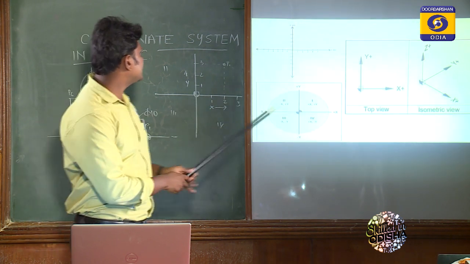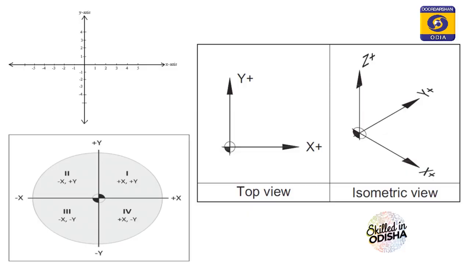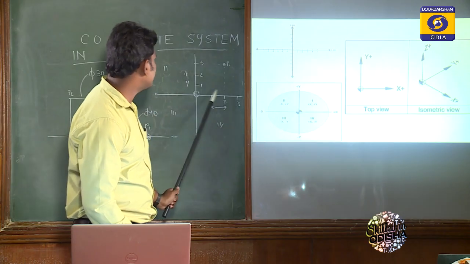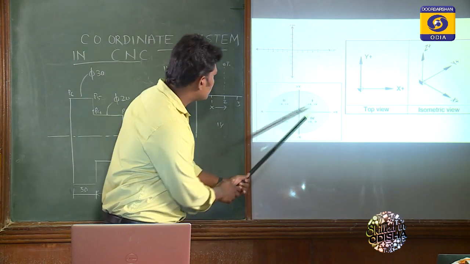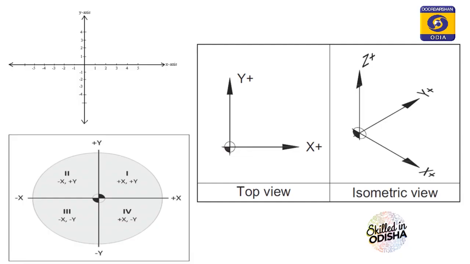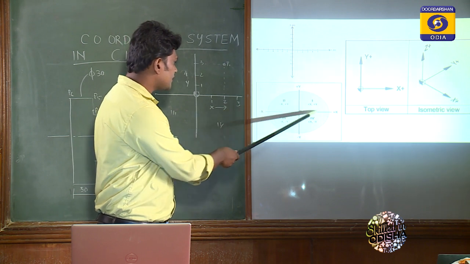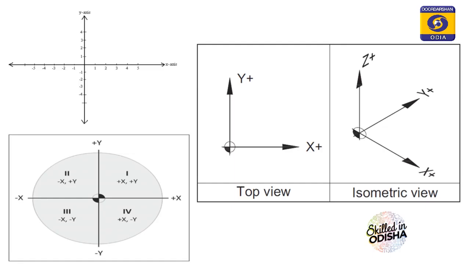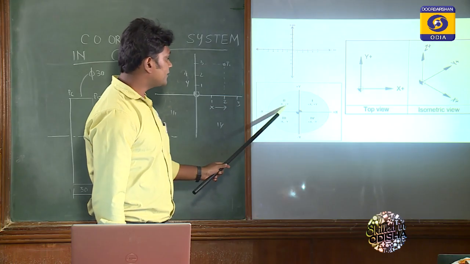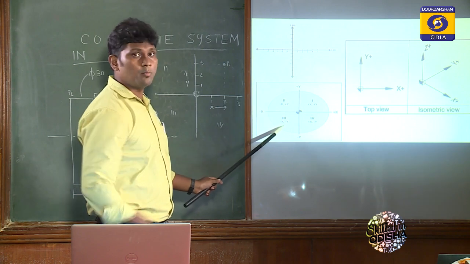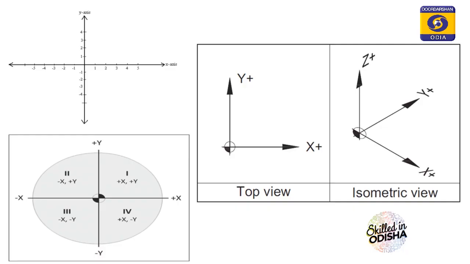Now, I have already discussed this diagram, and I have represented it here also. This represents the first quadrant, this one the second quadrant, this one the third quadrant and the fourth quadrant. In the first quadrant, both the x and y axis values will be positive. The second quadrant will have x negative, that means -1, and y positive, +1. In the third quadrant, both axes will be -1. In the fourth quadrant, the x axis will be +1 and the y axis will be -1.